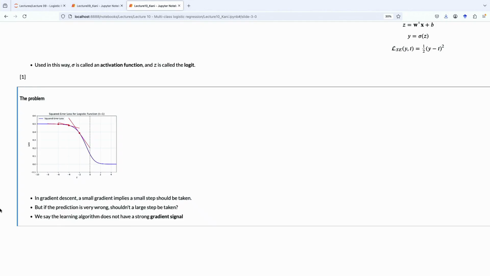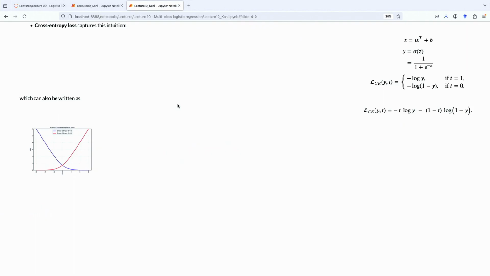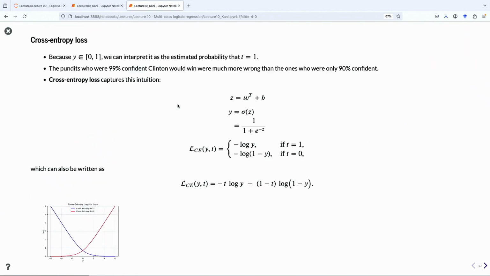By the way, there's a term for this. The term is that the loss function or the learning algorithm does not have a strong gradient signal. Basically, if you are confidently wrong, if you are very wrong, the gradient is not very responsive to your error. So what should we do in this case? Well, what we should do is go to a different loss function.